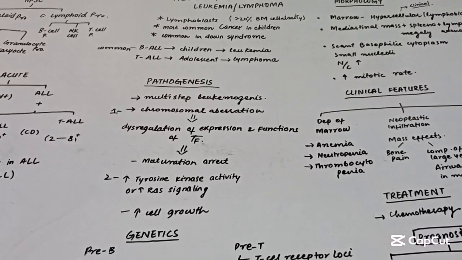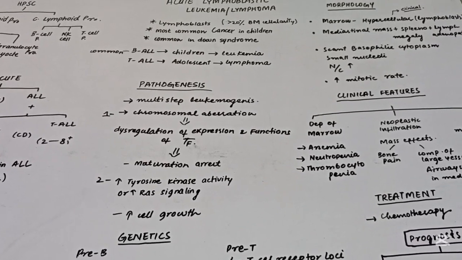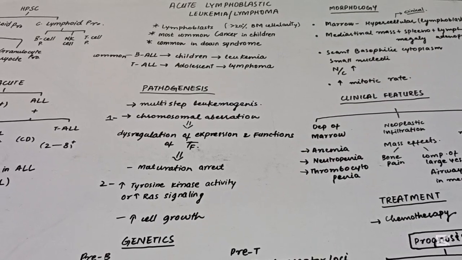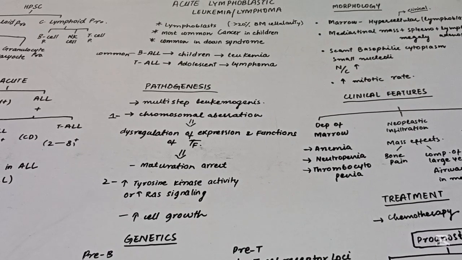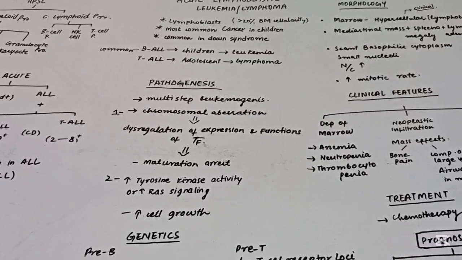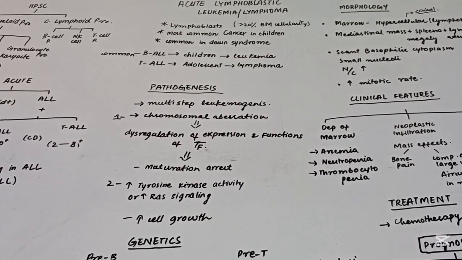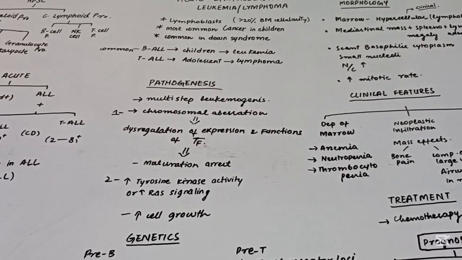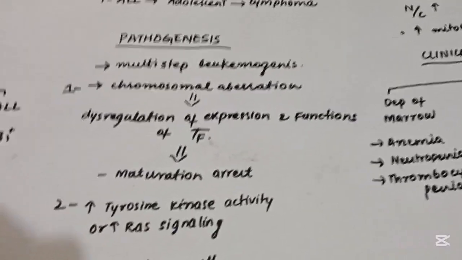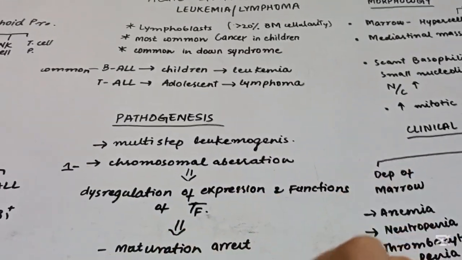ALL, Acute Lymphoblastic Leukemia or Lymphoma. The word acute represents two very important points. One is the aggressiveness. The patient presents within weeks after the appearance of the symptoms. And second, ALL is most common in younger people. Yes, it is the most common cancer in children. The point here is that it is the most common cancer, not the most common leukemia in children.